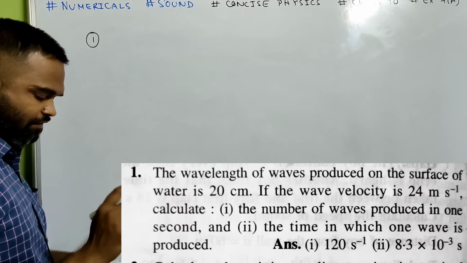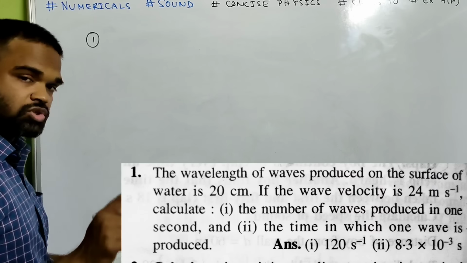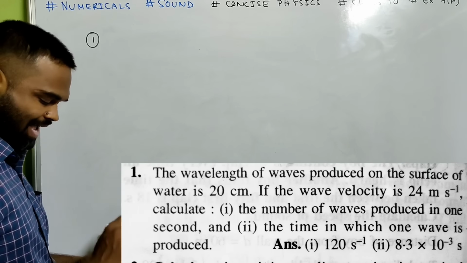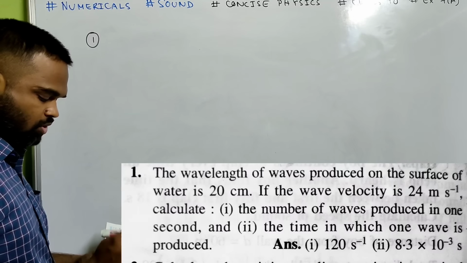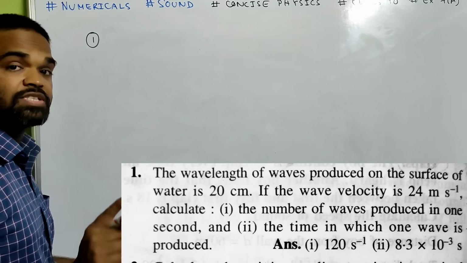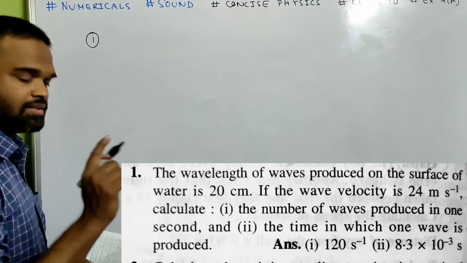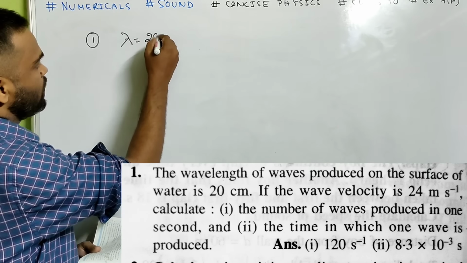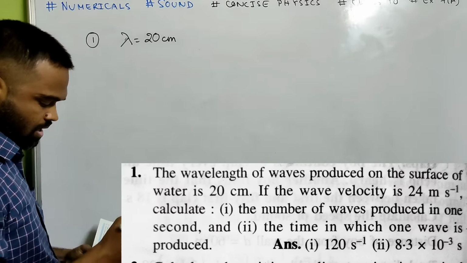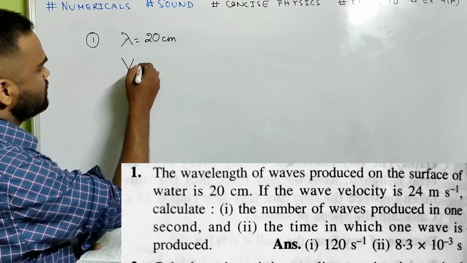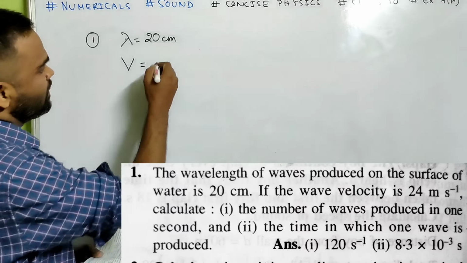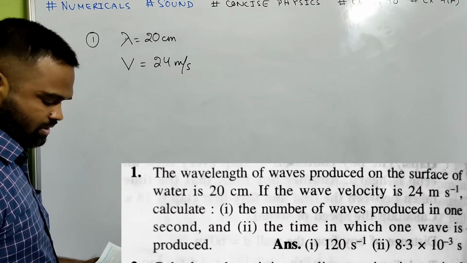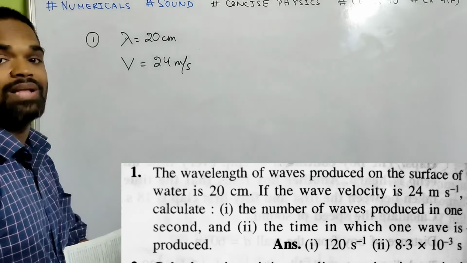The wavelength of a wave produced on the surface of the water is 20 centimeter. If the wave velocity is 24 meter per second, calculate the number of waves produced in 1 second and the time in which one wave is produced. First of all, write the data which they have provided us. Wavelength they have given as 20 centimeter and wave velocity denoted by V they have given as 24 meter per second. What have they asked? The number of waves produced in 1 second.